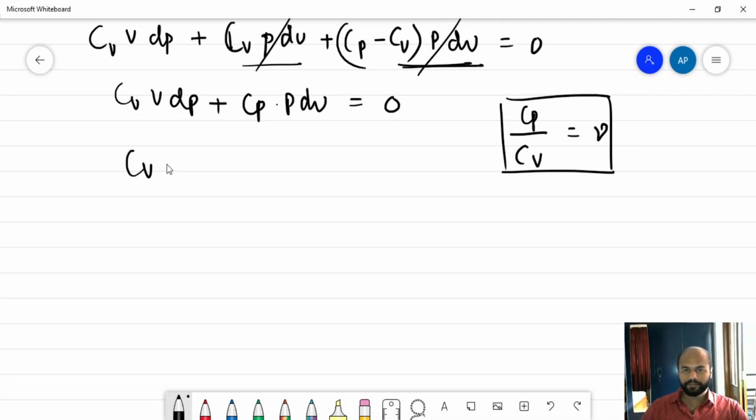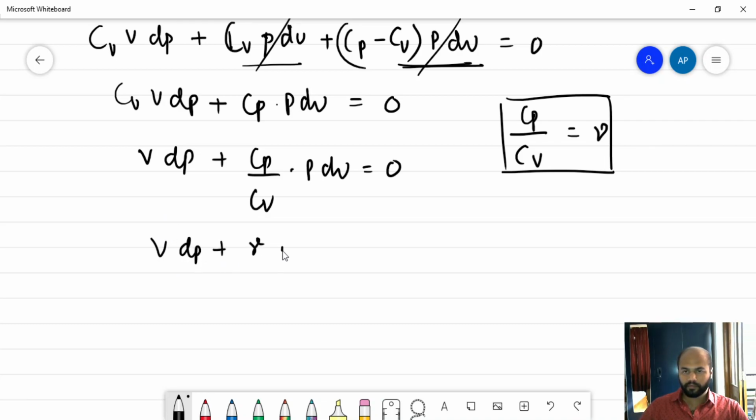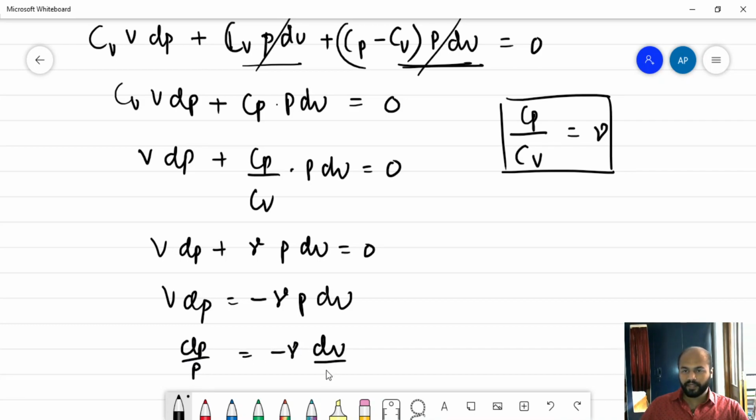So if we divide this equation throughout by Cv, we get Cp by Cv times P dV, which is nothing but gamma. Now let's separate these and see what we get. So dP by P is equal to minus gamma dV by V.